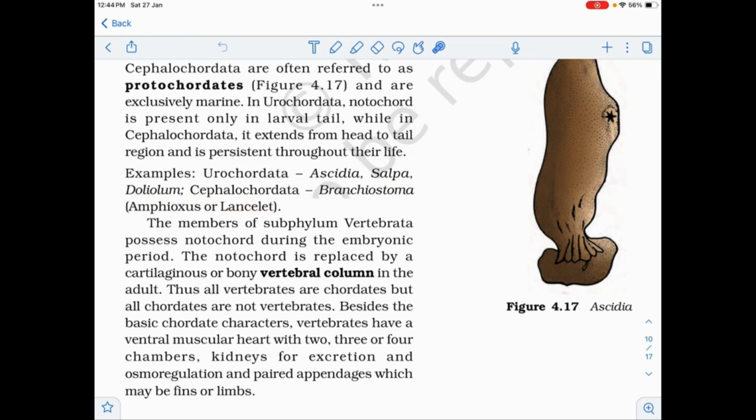The members of subphylum Vertebrata possess a notochord during the embryonic period. The notochord is replaced by a cartilaginous or bony vertebral column in the adult. Thus, all vertebrates are chordates, but all chordates are not vertebrates. Besides the basic chordate characters, vertebrates have a ventral muscular heart with two, three, or four chambers. The kidneys are for excretion and osmoregulation, and there are paired appendages, which may be fins or limbs.